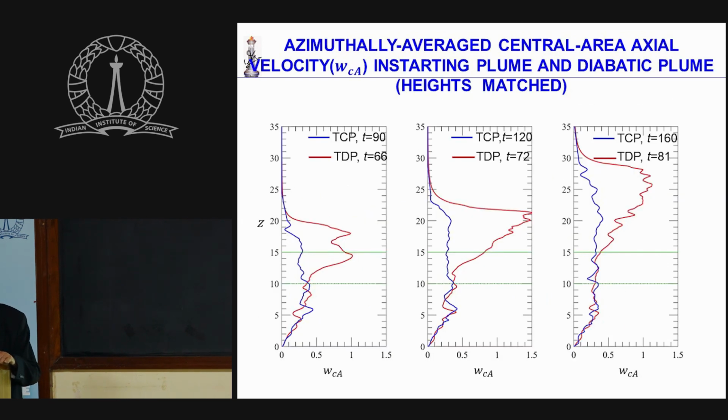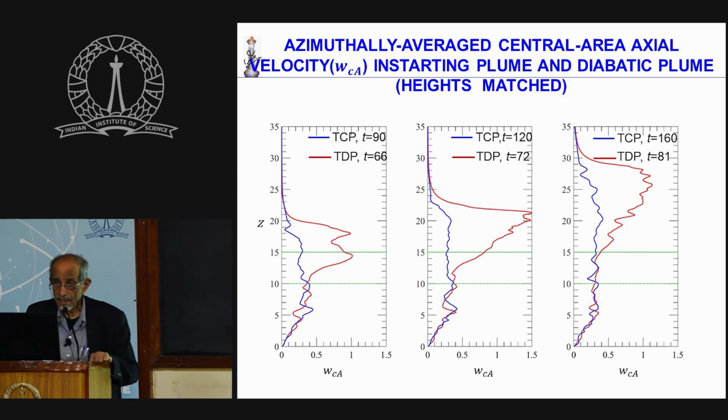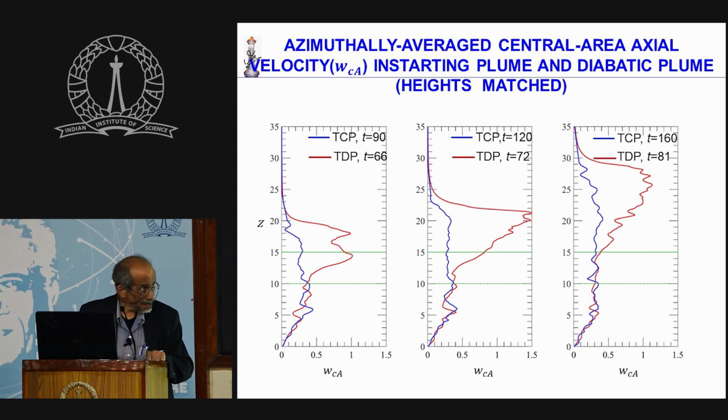And here are azimuthally averaged velocities. That's one advantage with the axisymmetric case, that you can make an azimuthal average and cut it down. And you can see how they vary once again between the transient classical plume, the blue line, and the thermal transient diabatic plume in the red. It goes up very much in the second stage here at t equal to 72 for the diabatic plume. It's much higher than it was at t equal to 66, but then it already starts dropping in the next one.